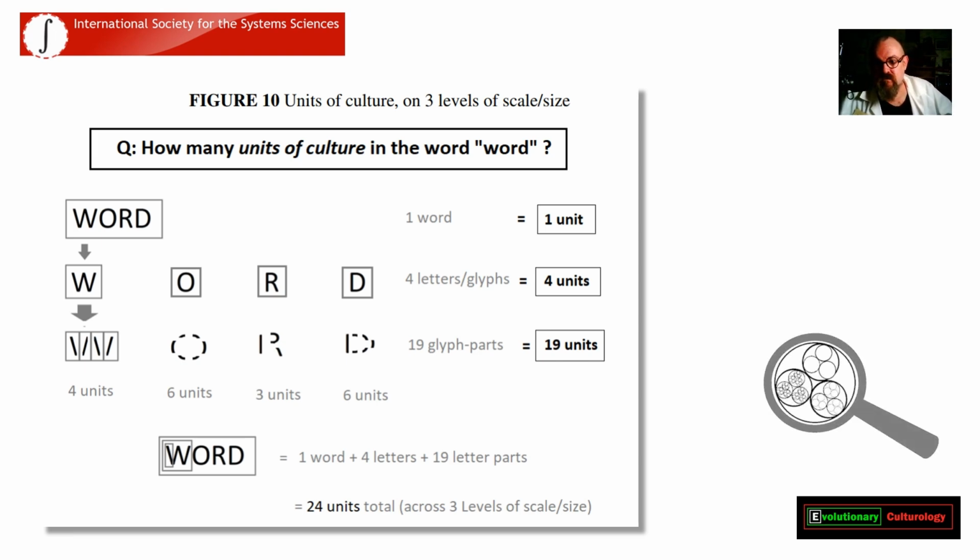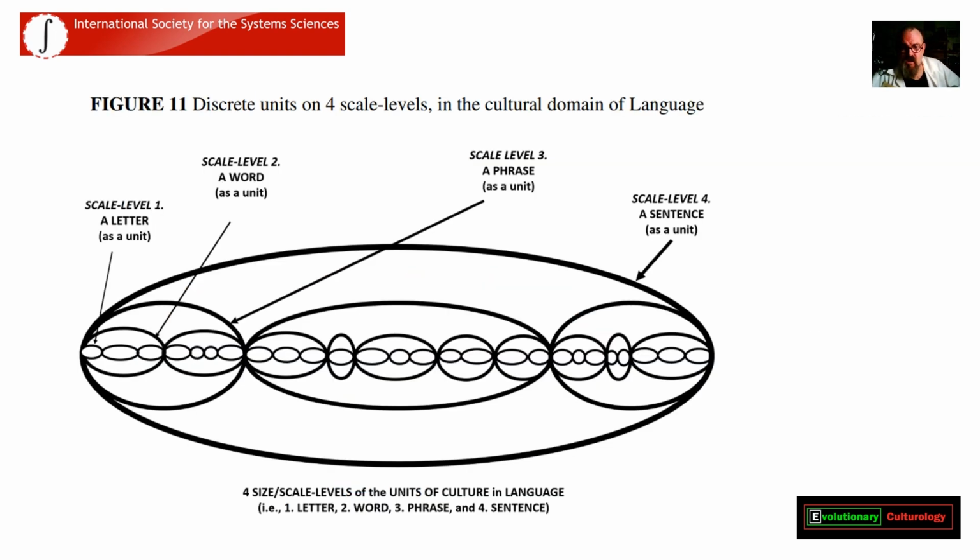Next, there's the 3 laws lens that unlocks all the levels. Level unlocked, like in a video game. Skill unlocked. Level up. Next. Figure 11 from the Narreme paper, discrete units on 4 scale levels in the cultural domain of language. You've got a letter, larger is a word, larger is a phrase, larger is a sentence. There's your 3 laws, there's your fractal holon partons.